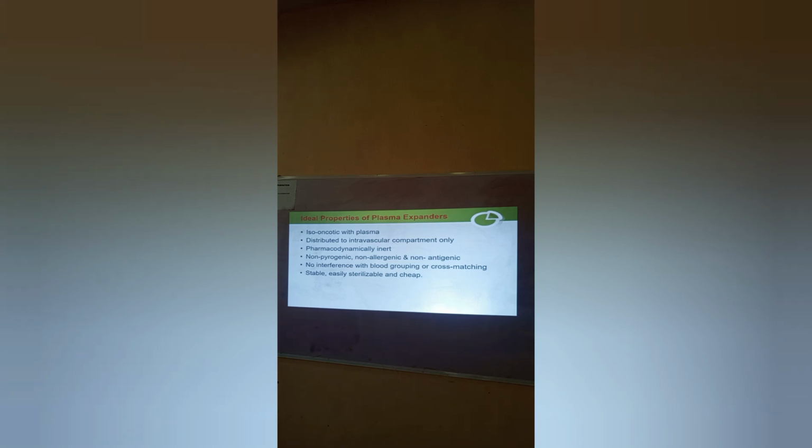Okay, now that we understand what a plasma expander is and what an ideal plasma expander should be, I'll be introducing us to the indications and contraindications of plasma expanders, because the contraindications can be relative or absolute. So, the indications of the plasma expanders.